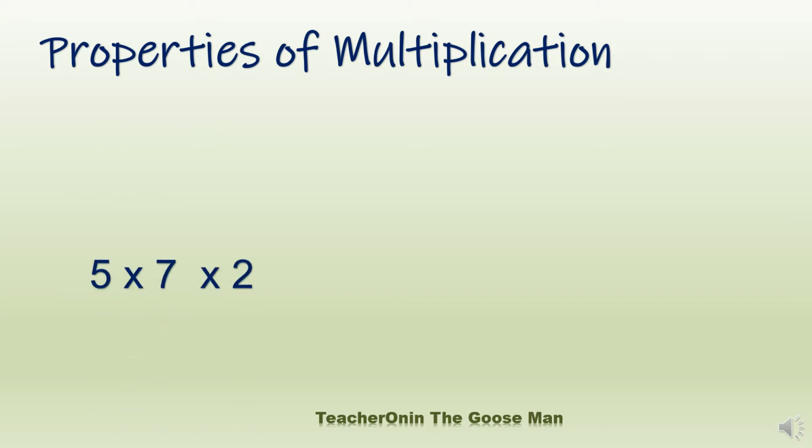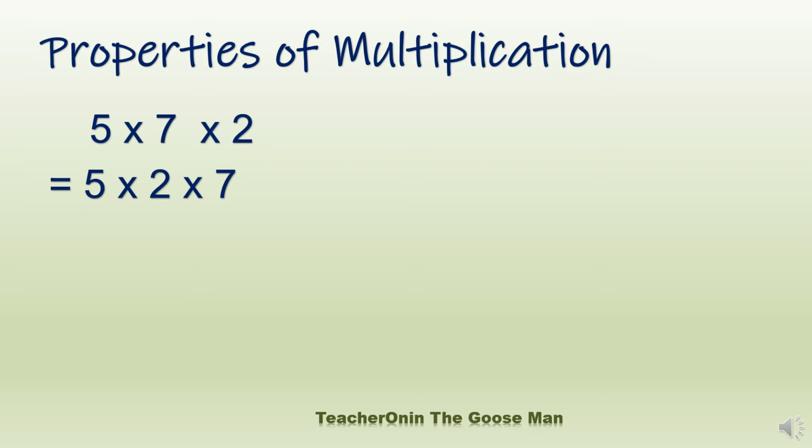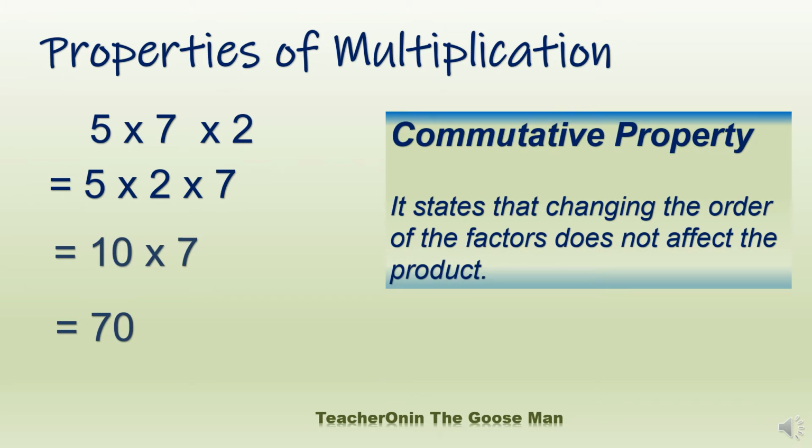Can you give me the product of these numbers in 10 seconds? So, I can rearrange, by the way, 7 and 2 to calculate the multiplication a little bit faster. So, I have 5 times 2 times 7, but 5 times 2 will give me 10 times 7, so I had 70. So, take note, I use here commutative property. In a commutative property, it states that changing the order of the factors does not affect the product.